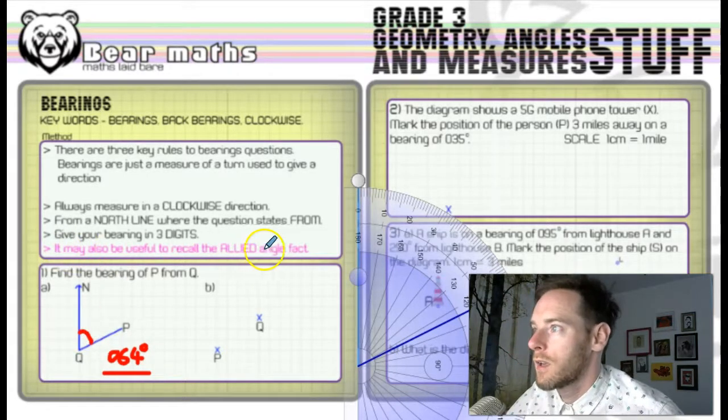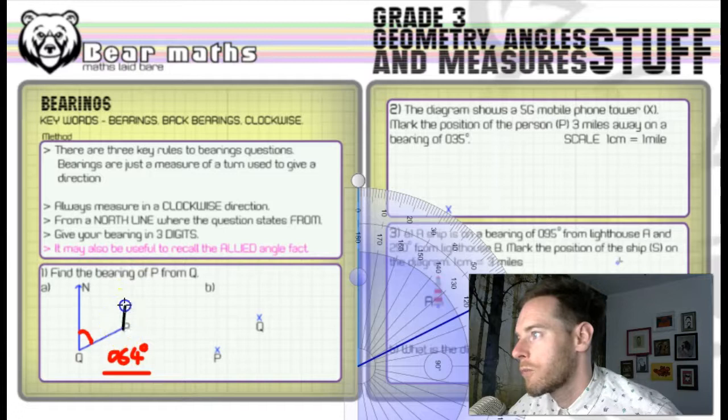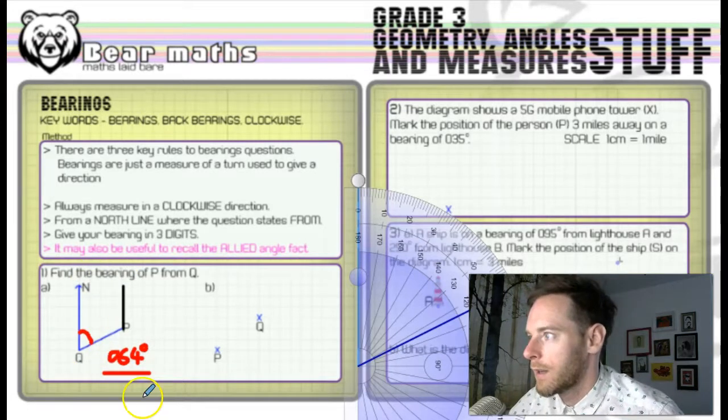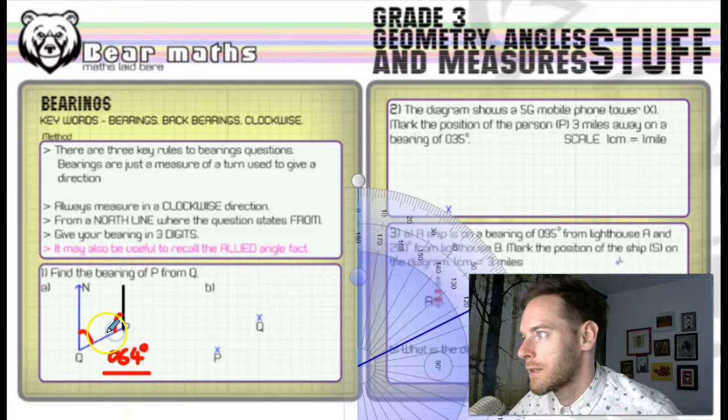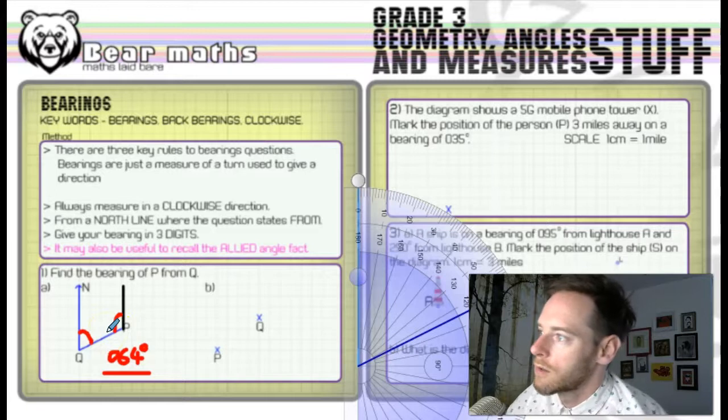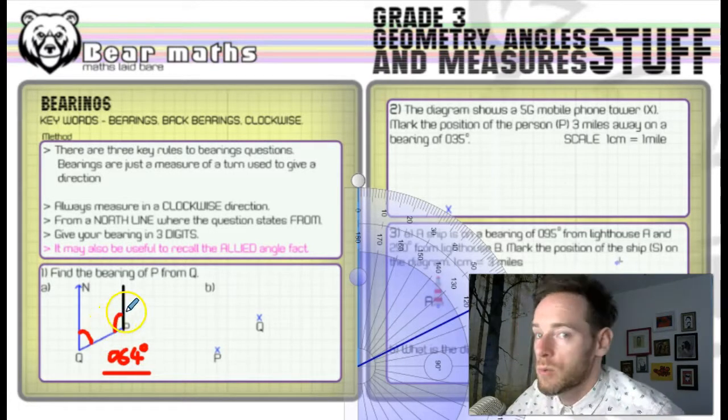Now I just want to help you understand this allied angle fact. I've got a question on this in here. But if I was to draw a north line that came from P, you see we've got 2 parallel lines there. This line coming from Q and this line coming from P are parallel to each other. And the line that joins them together makes a C shape. That's the allied angle fact: these 2 angles inside here that make the C shape would equal 180 degrees. So that one there, if we needed to know it, and sometimes we do, would be 116 degrees, because that's 64. I hope that makes sense.